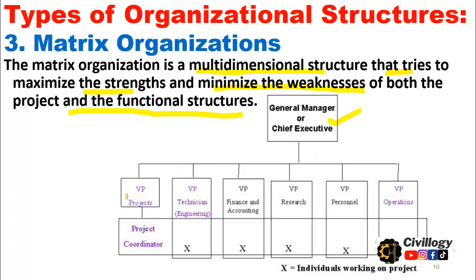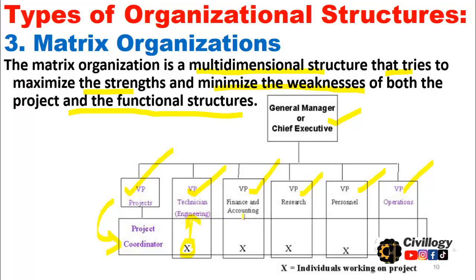At the top of the management is a general manager or chief executive, and under the authority of the chief executive there come the VP projects, VP technician, VP finance, VP research, personnel and operations. Then under the VP projects there is a project coordinator. Under the project coordinator there are a number of boxes for individuals working on a project, and they are directly responsible to the VP as well.